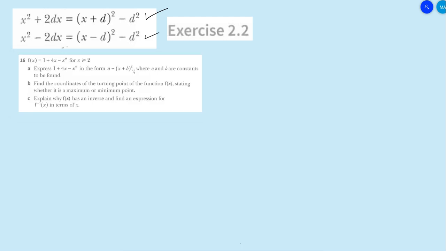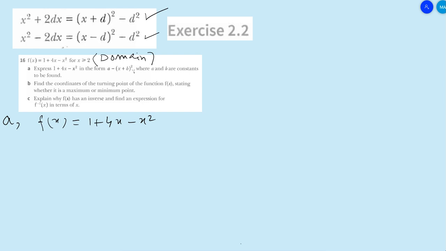This is question number 16. The first requirement is the same, part A. f(x) = 1 + 4x − x² for x ≥ 2. This is the domain. Please keep in mind the value of x is the domain and the value of f(x), or y, is the range. So given f(x) = 1 + 4x − x², express, part A, 1 + 4x − x² in the form a − (x + b)², where a and b are constants to be found.